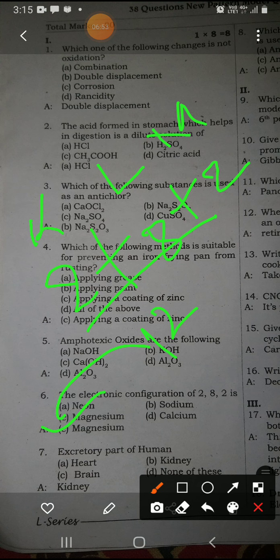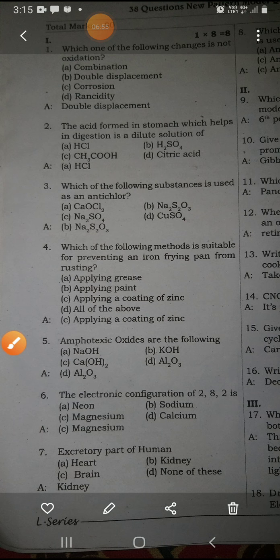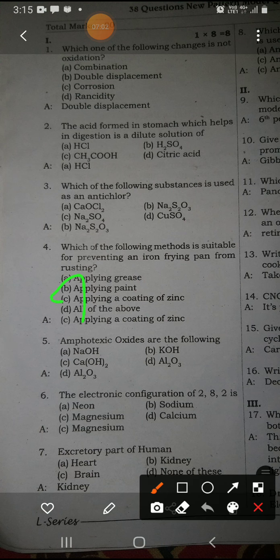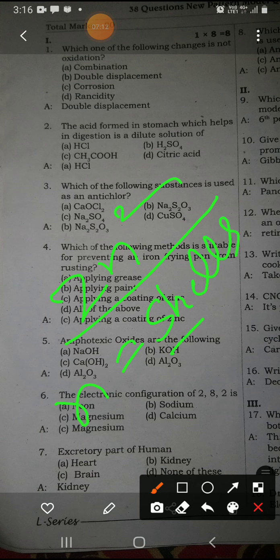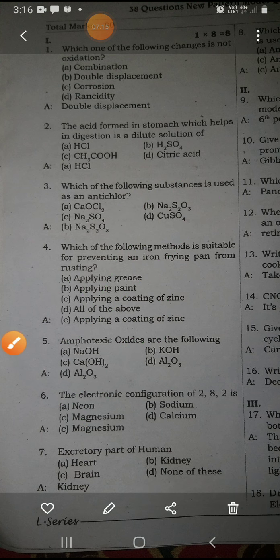We have discussed many times in the class how the electrons are arranged in orbits with a formula. What is the formula? 2n squared is the formula, wherein n is equal to the number of shells, isn't it? Got it. So the electronic configuration of 2, 8, 2 is not neon, it's not sodium. Sodium is 11, isn't it? It's 11 means 2, 8, 1. So it is magnesium, and not calcium either. So the right answer will be magnesium.